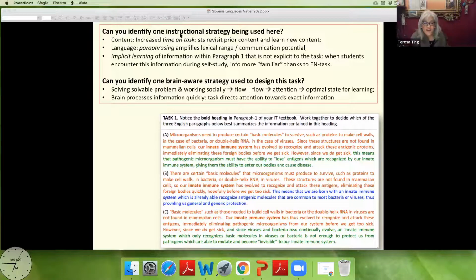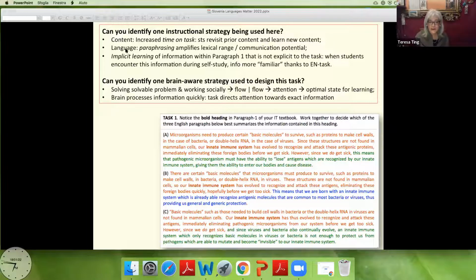Here, let's look at one instructional strategy. Content. We're increasing time on task. Students revisit prior content and learn new content. Basically, by the time you finish this task, you will have read A and B and C at least 2 times, plus the heading in Italian at least 3 times. You cannot not learn the content. It's just a simple task, but it is having you go through this English many times to look at the Italian.